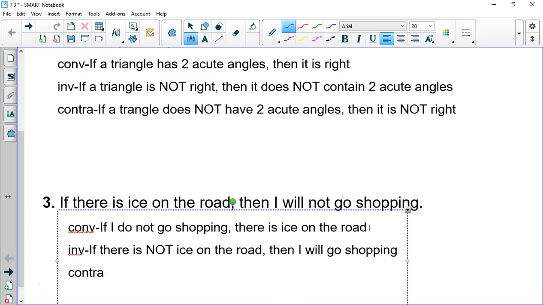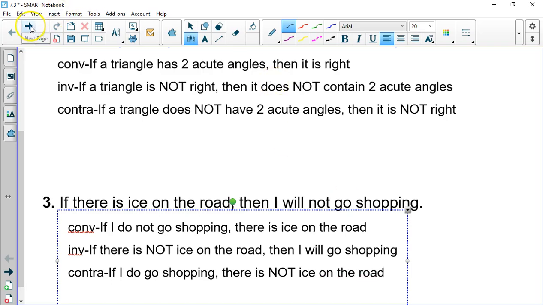And then the contrapositive, remember, we're just negating the converse. If I do go shopping, because we said not go shopping, there is not ice on the road. Okay? Hit pause if you need to catch up.